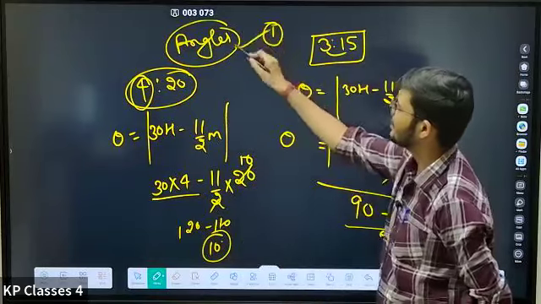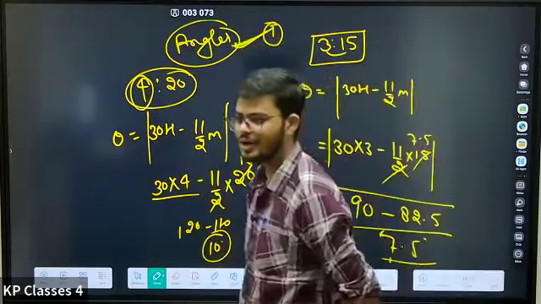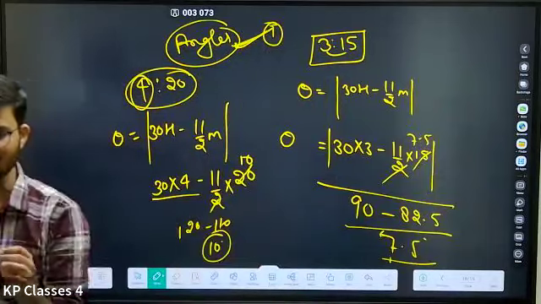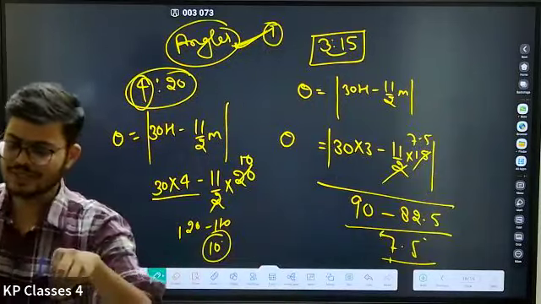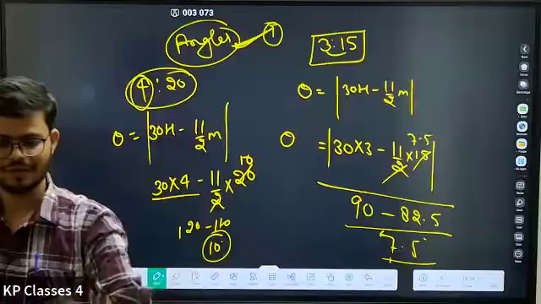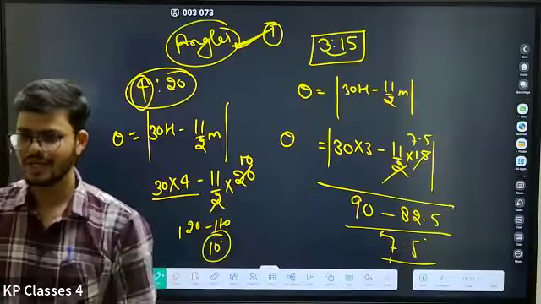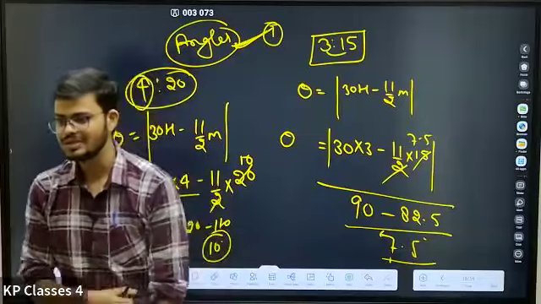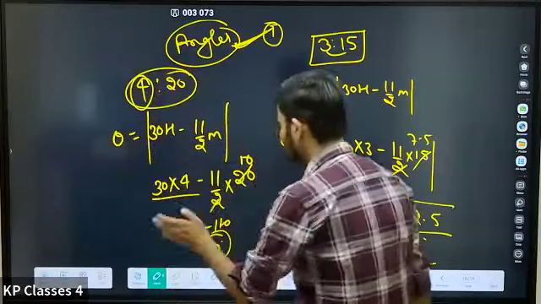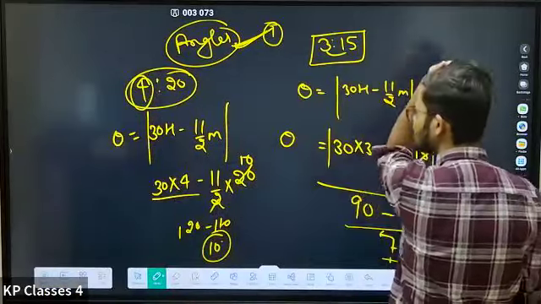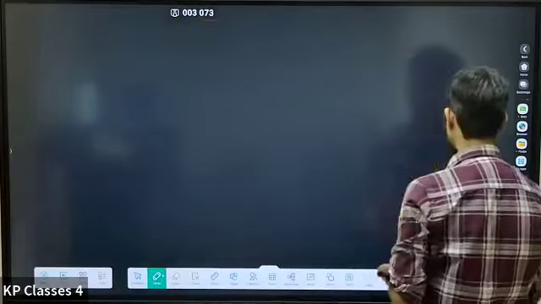I hope we are clear with the angles. How to find the angle at a given time? The formula that we'll be using is theta is equal to 30h minus 11 upon 2 m. Let's talk about another example. Theta is equal to 30h minus 11 upon 2 m. This is how we find out the angle.